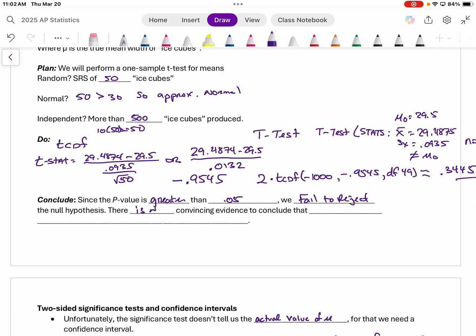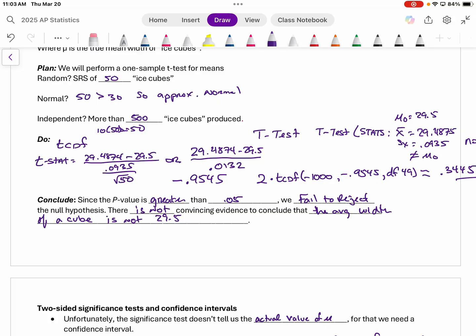There is not convincing evidence to conclude that the average width of a cube is not 29.5. Now, here's what we've got to think about. What type of error could I have made in this case? A type 2, right? Where I'm saying there's not evidence when actually there is.